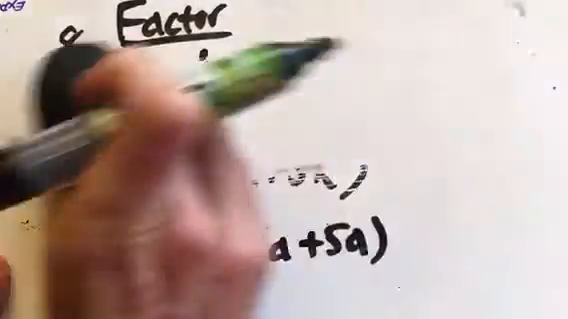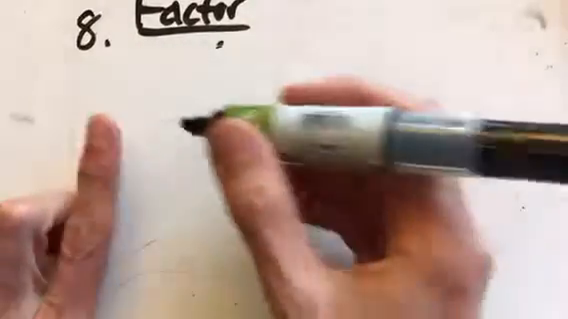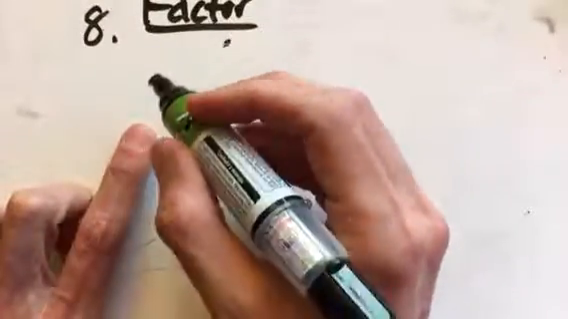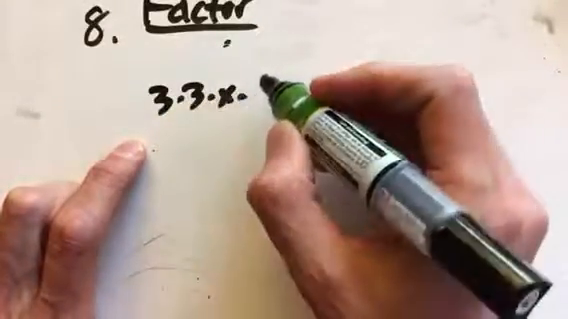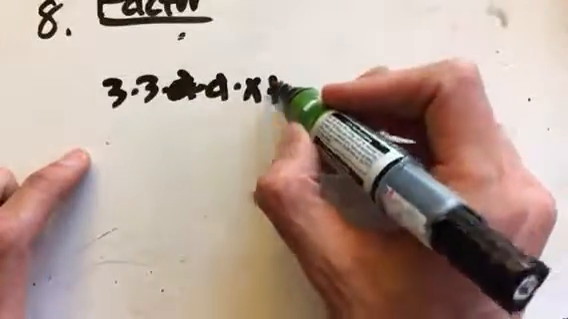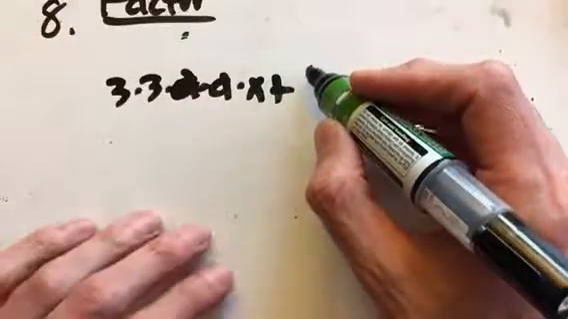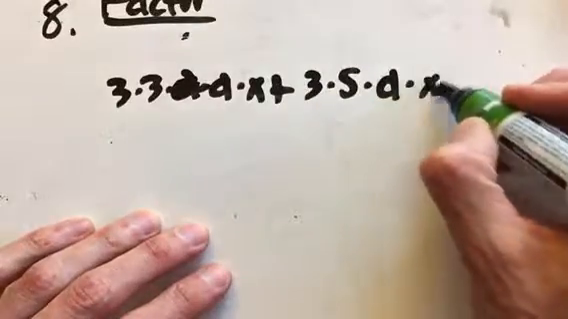Another thing you could have done, which I like, is like the ninja method. So instead of writing 9a squared x, we just write it out almost like prime factorization. So 9a squared x would just be 3 times 3 times a times a times x. And then 15ax squared would just be 3 times 5 times a times x times x.